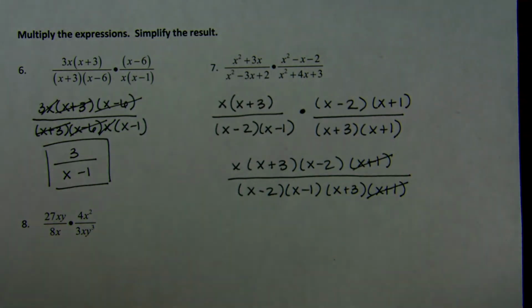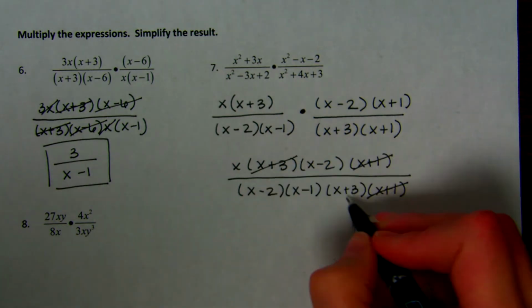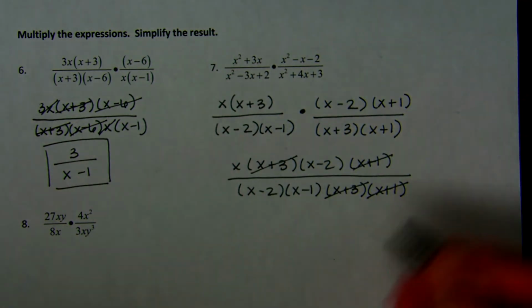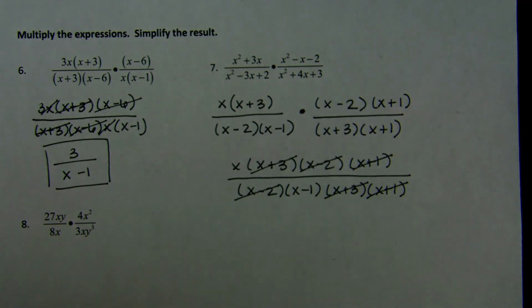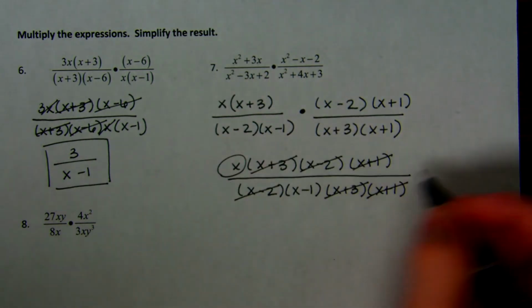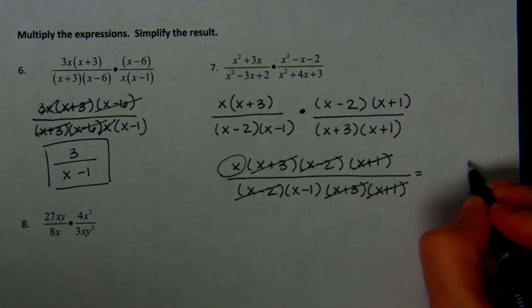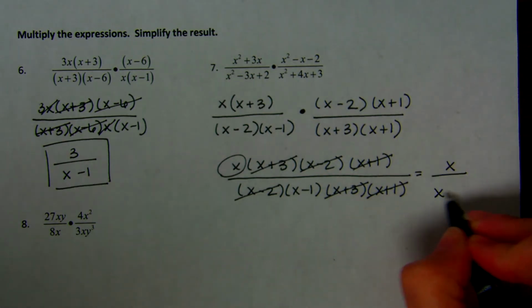X plus 1, cancel those out. I've got an x plus 3 here and here, so I cancel those out. And x minus 2 here and here, so I cancel those out. And all I'm left with is this x in the top and the x minus 1 in the bottom. And so that's our answer, is x over x minus 1.